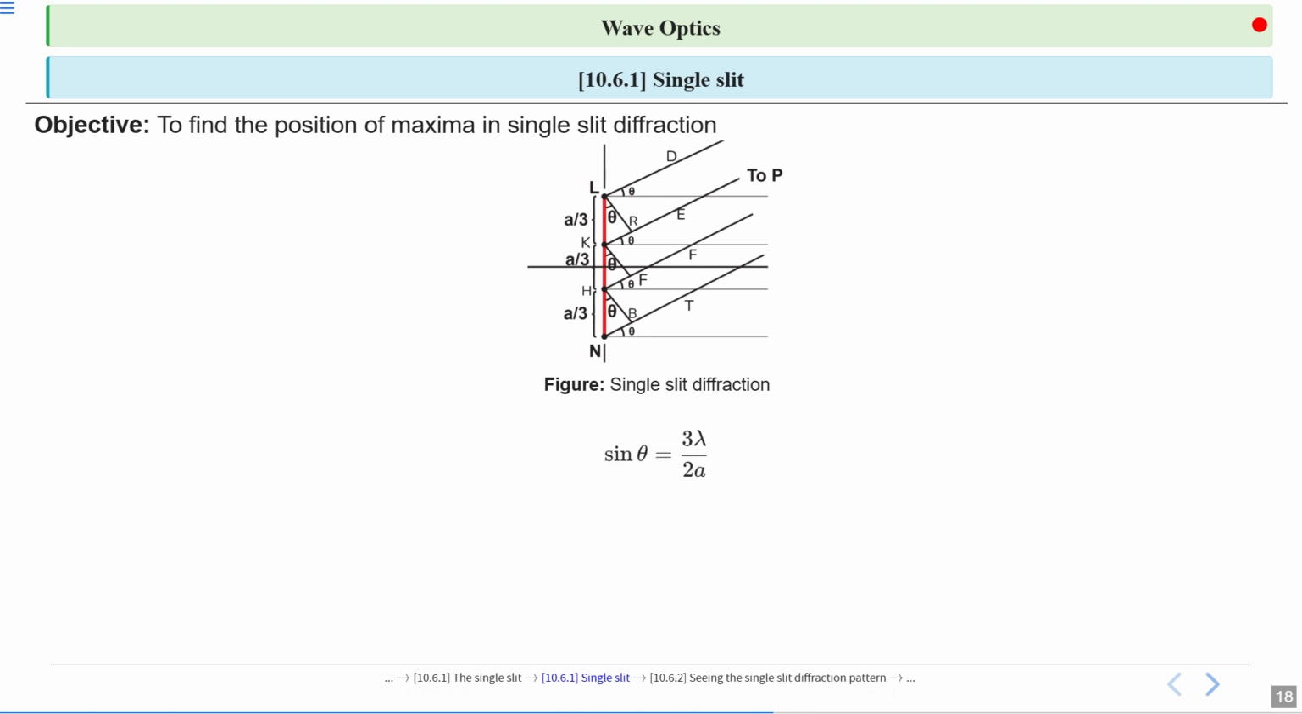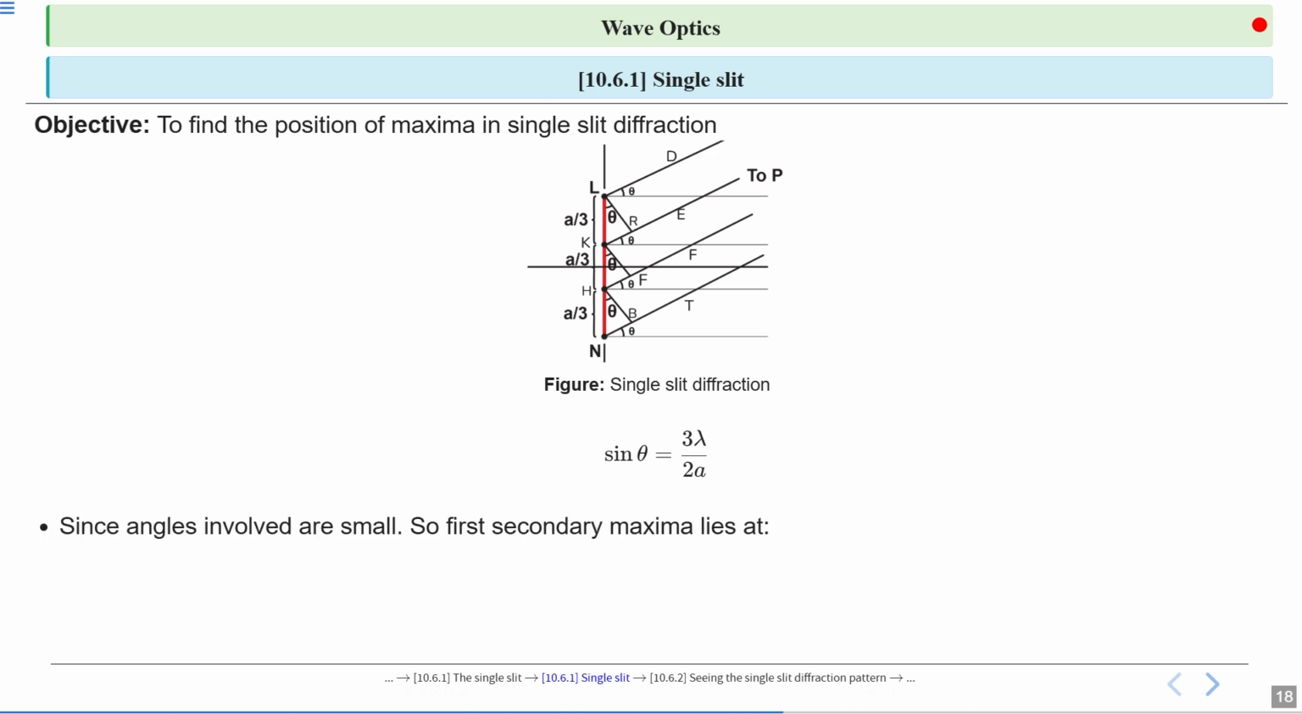So let's introduce the equation that helps us find the position of the maxima. The equation is sine theta equals 3 multiplied by lambda upon 2a. Here theta is the angle of diffraction, lambda is the wavelength of light, and a is the width of the slit.